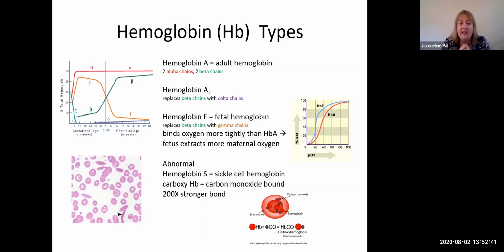When you are inhaling carbon monoxide, like for instance, if it's cold and you're trying to use your oven to warm your apartment, never do that because it's releasing carbon monoxide. And what happens is the carbon monoxide will bind to the iron in the middle of the hemoglobin, and its binding is 200 times stronger than oxygen, so it prevents oxygen from binding.